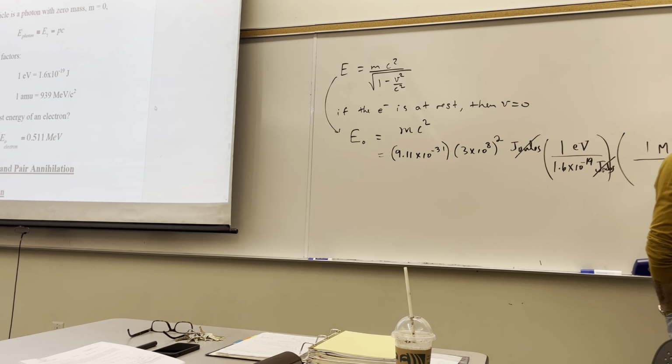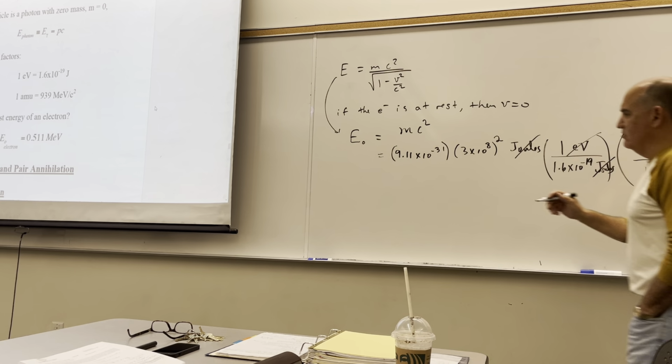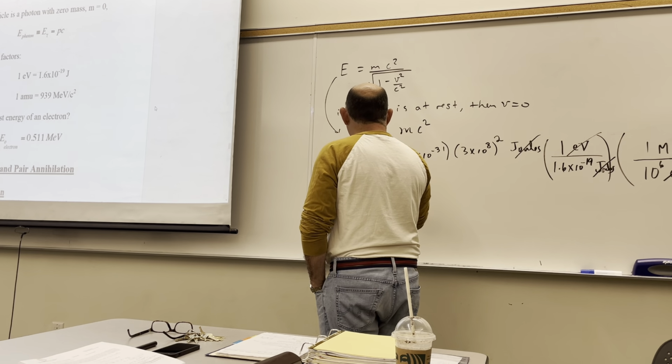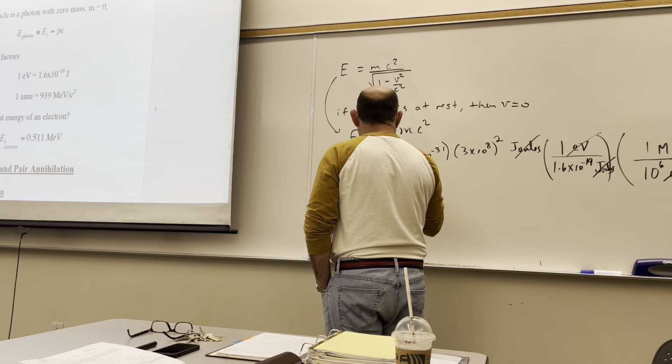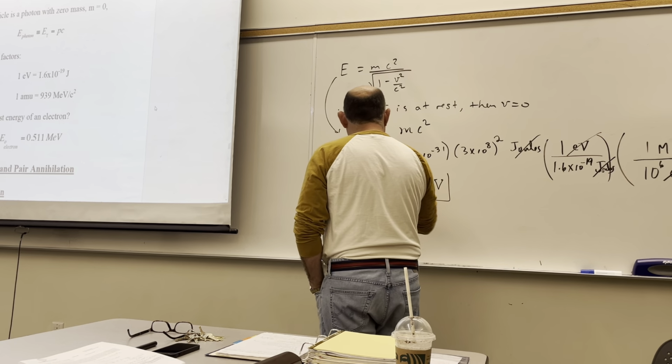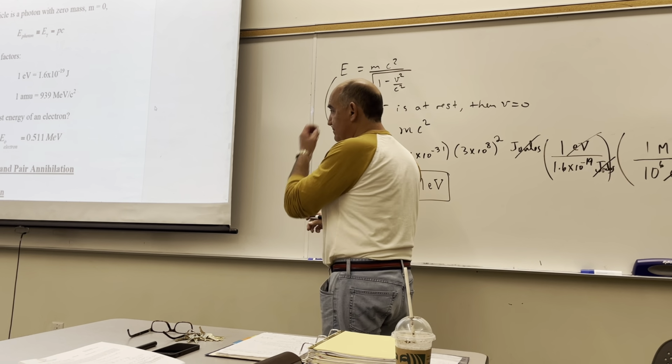So 1 million electron volts is 10 to the 6 electron volts, right? So then this cancels that. And if you do this in your calculator, you should get 0.511 million electron volts. It's called the rest energy of the electron.